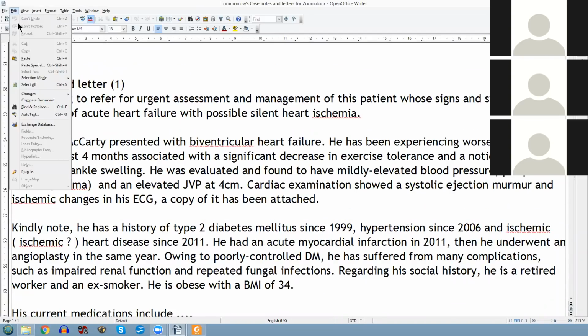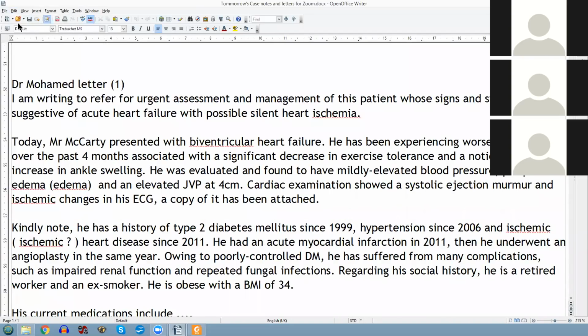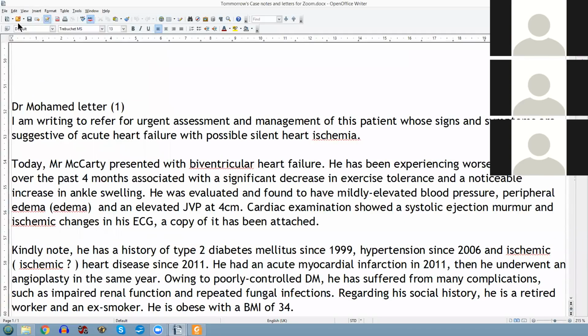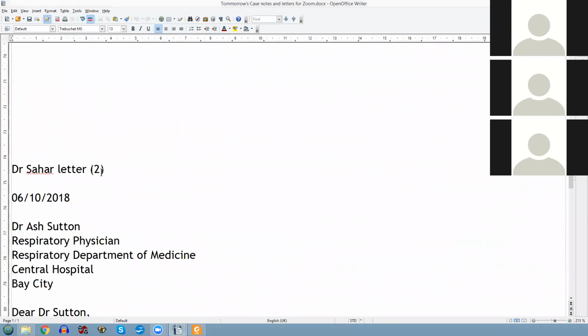So I'm going to put some changes on here, and I'll save this. I'm writing to refer urgent assessment of this patient. Right, well, first you need a subject. Who are you referring? Well, look, it says Dr. Mohammed. You can see that's whose letter. Everybody's letter. We've got a name on it.